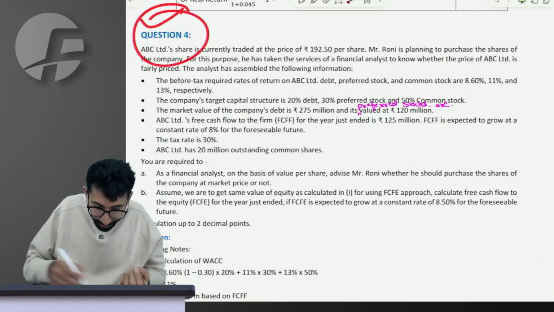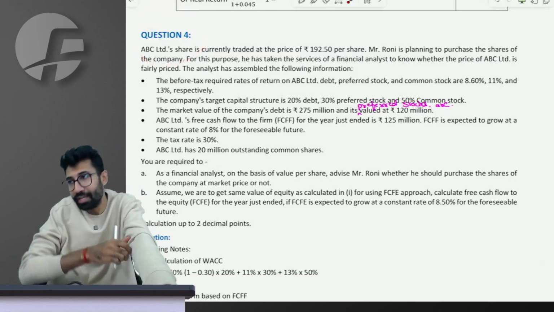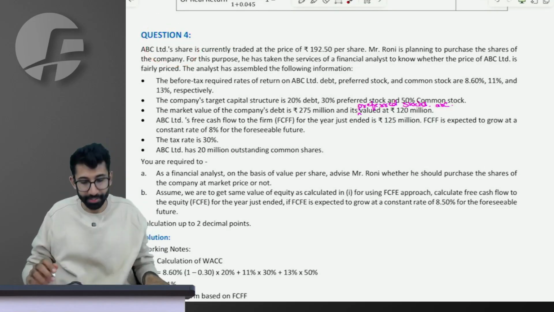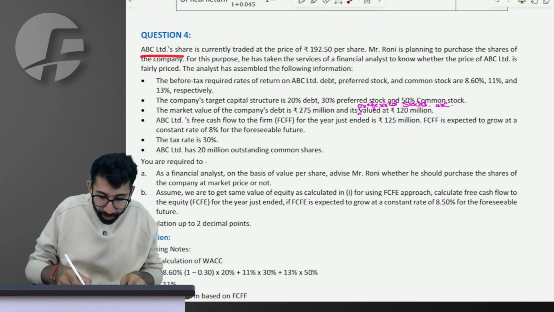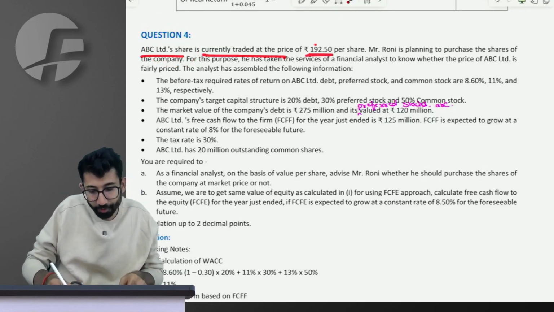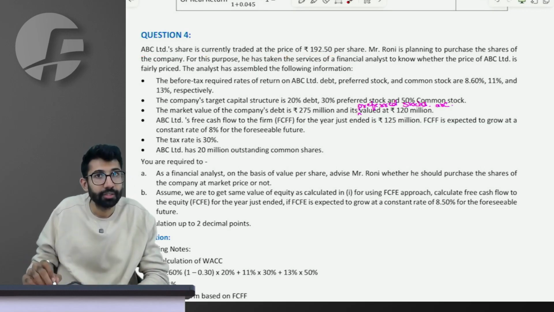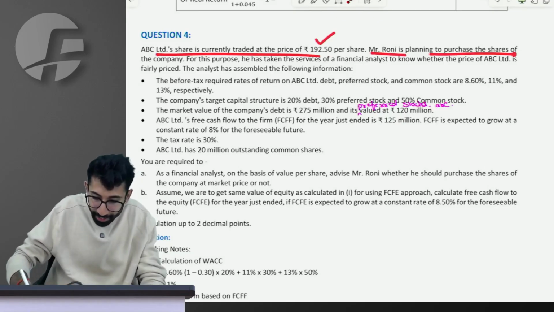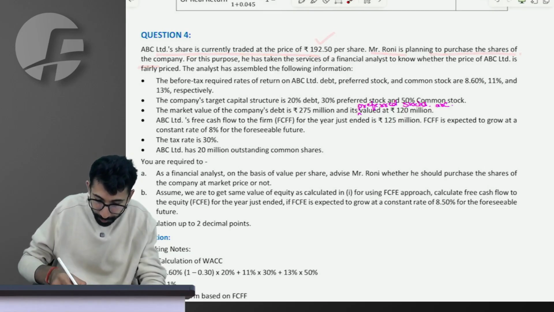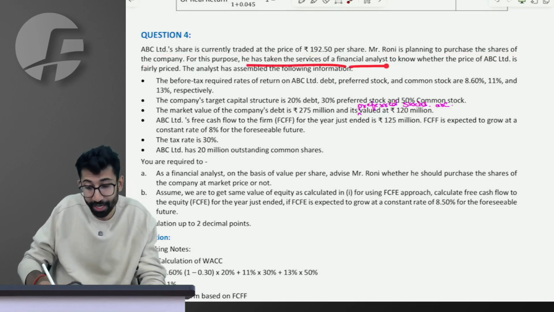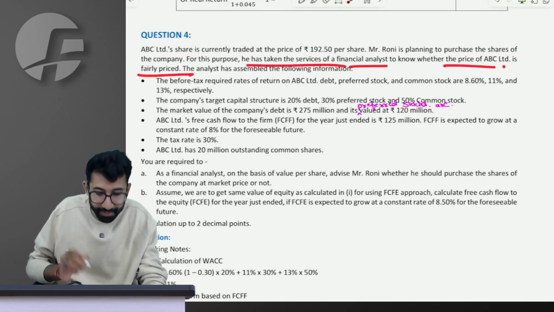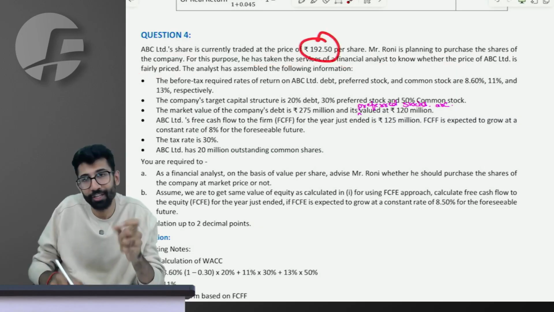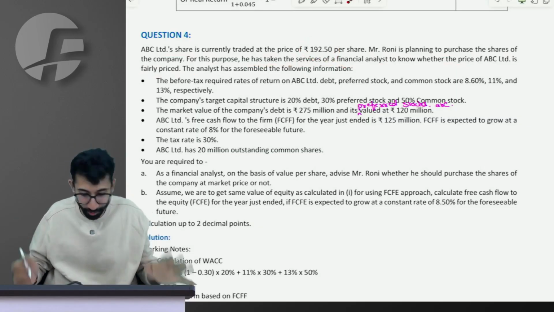Question number 4 is also a very easy question asked by the institute in the September 25 attempt. Sir, ABC Limited's share is currently traded at a price of 192.5 per share. This company's share price is 192.5. Mr. Roni is planning to purchase the share. For this purpose, he has taken the services of a financial analyst to know whether the price is fairly priced. So we want to know whether this price of 192.5 is fairly priced or not.